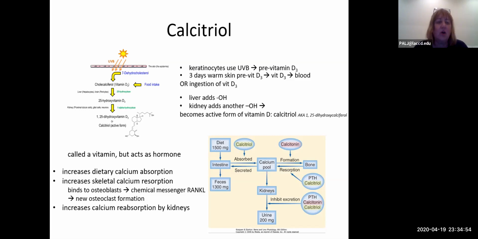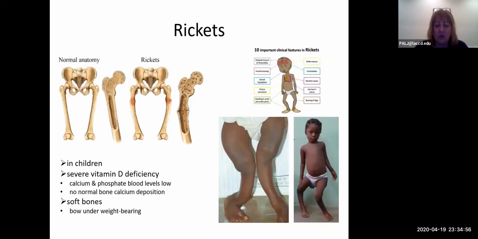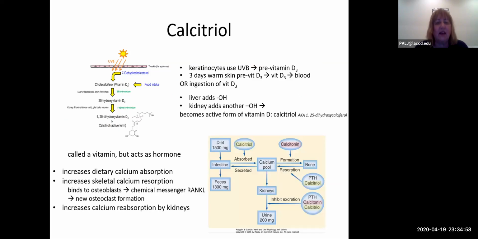All right, so what does calcitriol do? Well, the first thing it does is whatever dietary calcium you are ingesting, your 1.5 grams a day, or your measly little bits that you're getting, it's going to increase the amount of that that's absorbed and sent into your blood, thereby increasing your calcium pool.